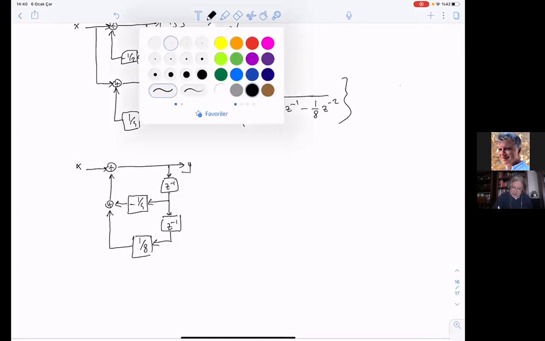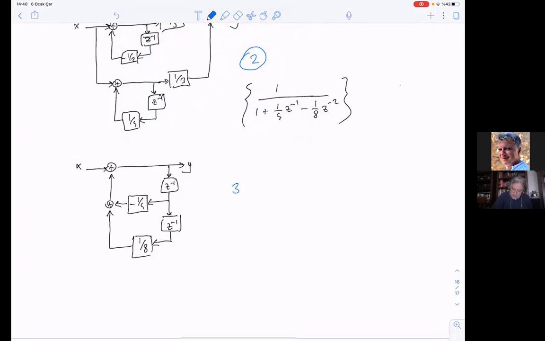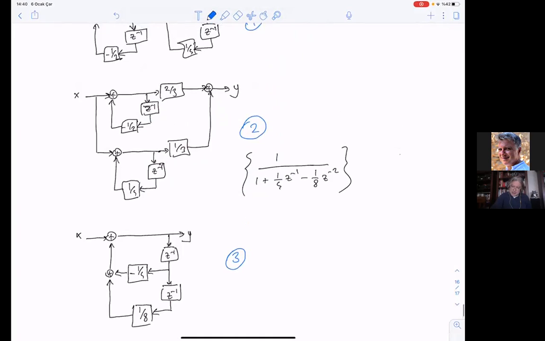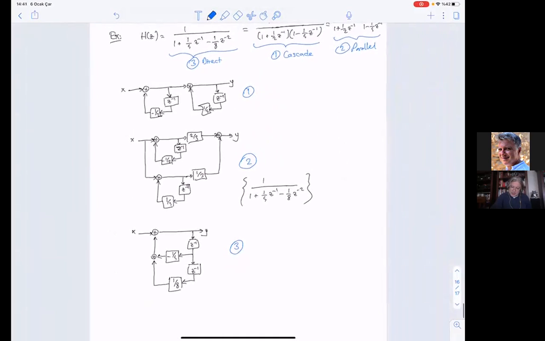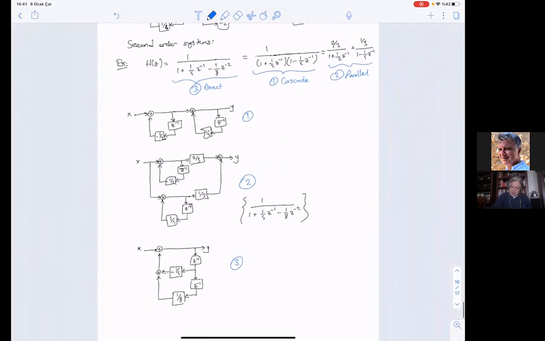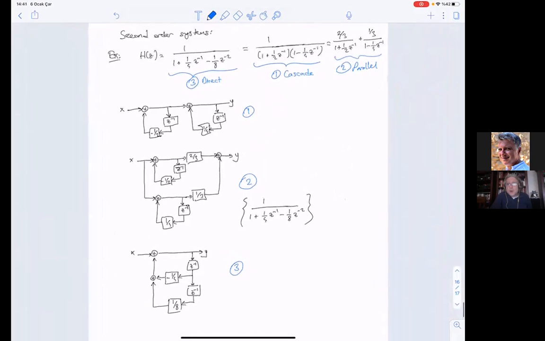And this is the third realization. Now let's try to see these realizations all together, although it will be a little bit small. As you see, the three types of realizations in the feedback loop, that is the autoregressive part.